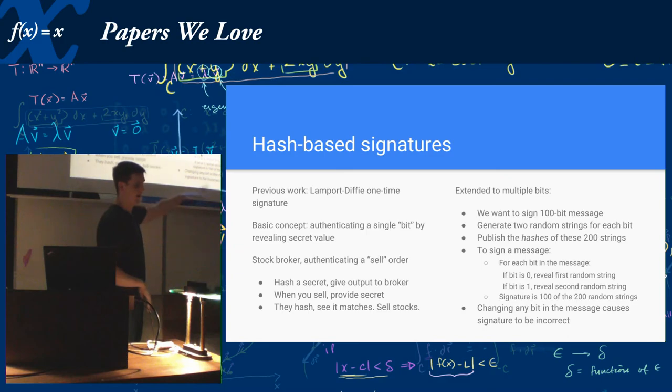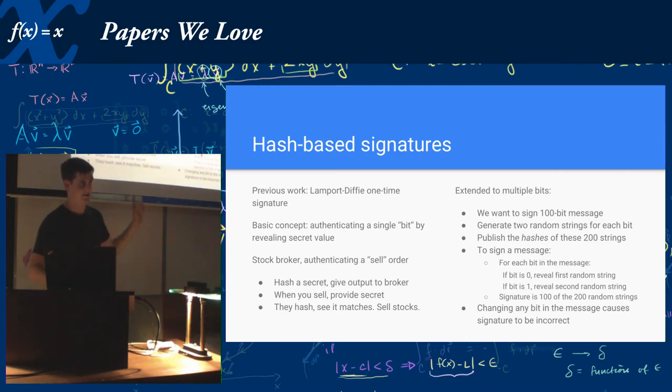I wish I had a diagram for this because it's kind of hard to explain verbally, but if that doesn't make sense to you, does it make sense to anybody? Clear? Okay. We can talk about it later too if you guys want. So if you change any one bit, then the signature will fail and you'll be able to detect that. So that's cool. That's based entirely on hashes. As long as hashes are secure, the signature scheme is secure.